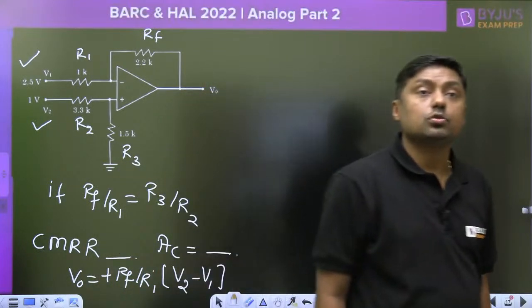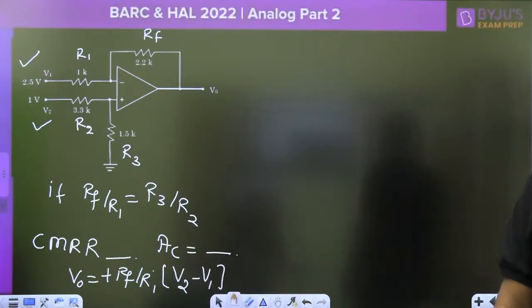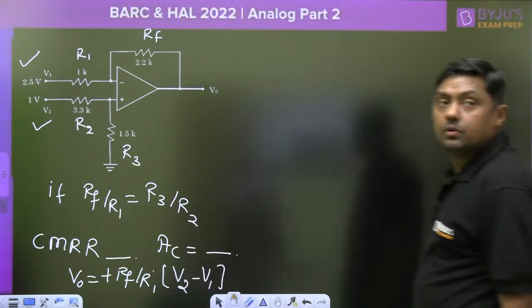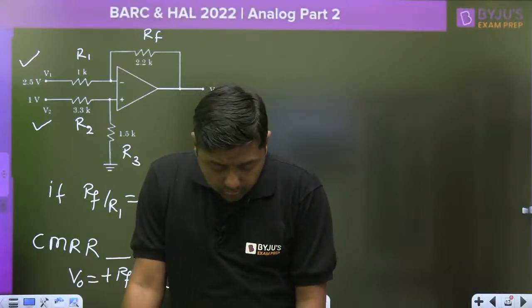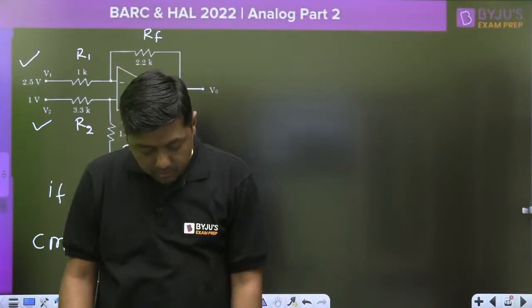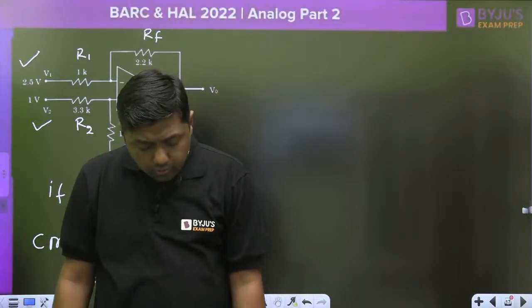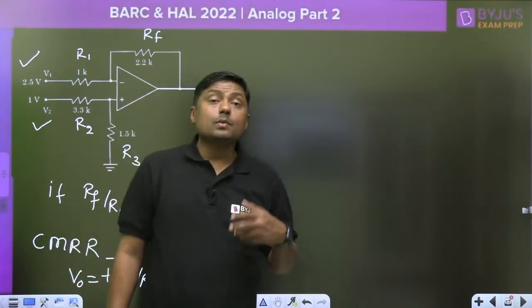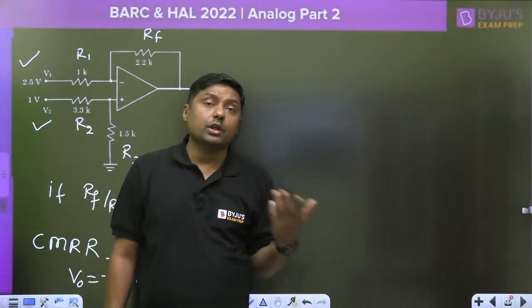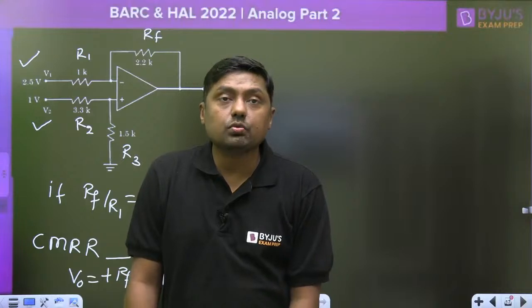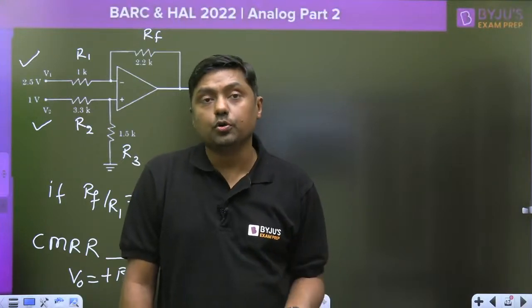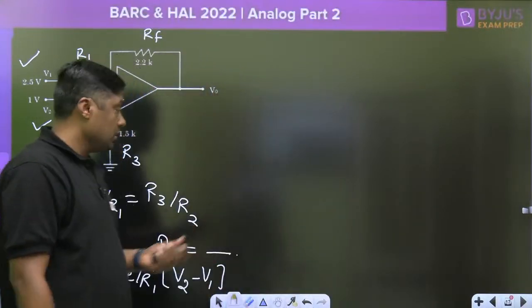In the previous question someone was told to find it using 1 plus RF by RS, but how can we find RF equivalent looking from the inverting terminal? V naught is not zero. But suppose we are taking Vi equal to 0, then what will be the output? In that case, we can calculate.